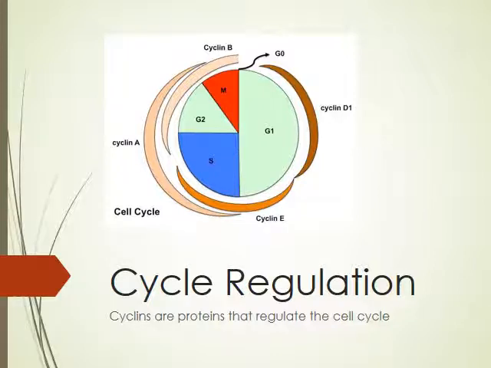As cyclin A peaks, cyclin B kicks on. And then as cyclin B peaks, you hit the beginning of mitosis. The reduction of cyclin A and the increase of cyclin B cause mitosis to occur, and then we begin again with cyclin D.